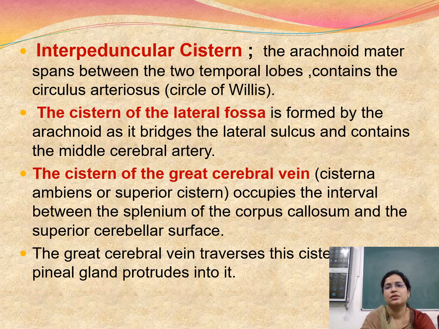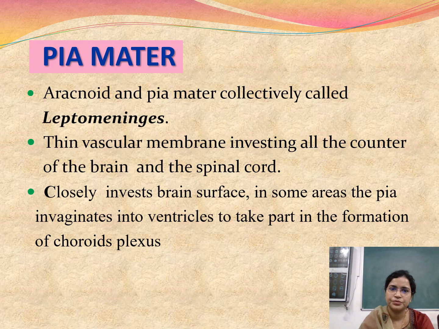The interpeduncular cistern lies between the arachnoid mater, spans between the two temporal lobes, and contains the circulus arteriosus. The cistern of the great cerebral vein, the cisterna ambiens, occupies the interval between the splenium of the corpus callosum and the superior cerebellar surface. The great cerebral vein traverses the cistern, and the pineal gland protrudes into it.